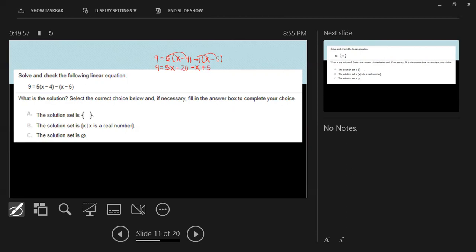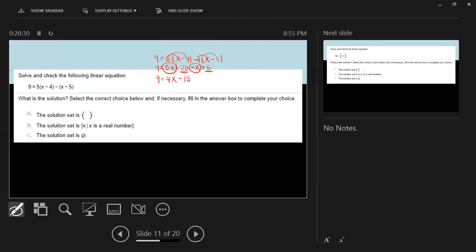All right, so now that we've gotten rid of our parentheses, now we need to combine like terms. And the like terms here are 5x and negative x, and negative 20 and positive 5 are like terms. So I'm going to combine my 5x and my negative x. So that's the same as saying, what is 5x subtract 1x? That will be 4x. And what is negative 20 plus 5? That would give you a negative 15. All right, so now I have 9 equals 4x subtract 15.